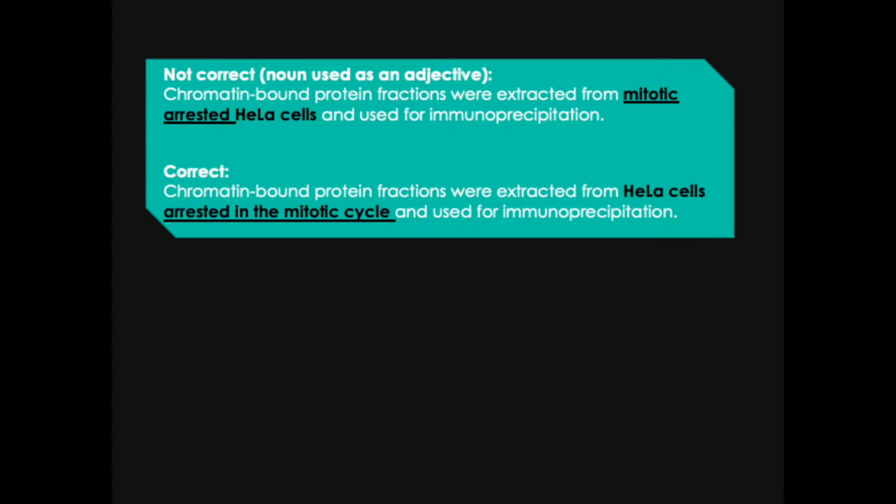So what we need to do here to correct this sentence is say, "chromatin-bound protein fractions were extracted from cells arrested in the mitotic cycle and used for immunoprecipitation." The second example we see here is using a noun as an adverb.